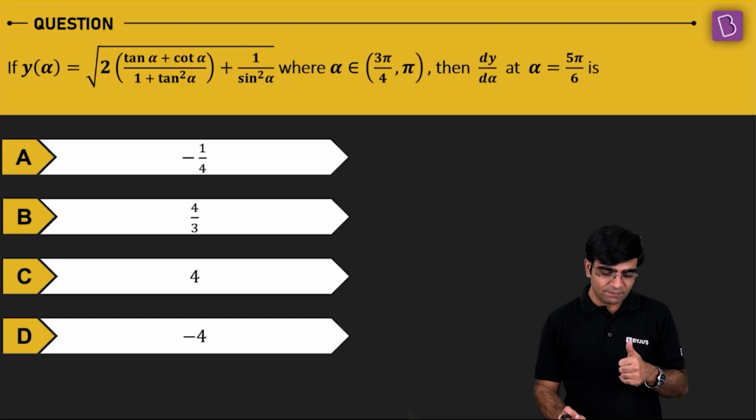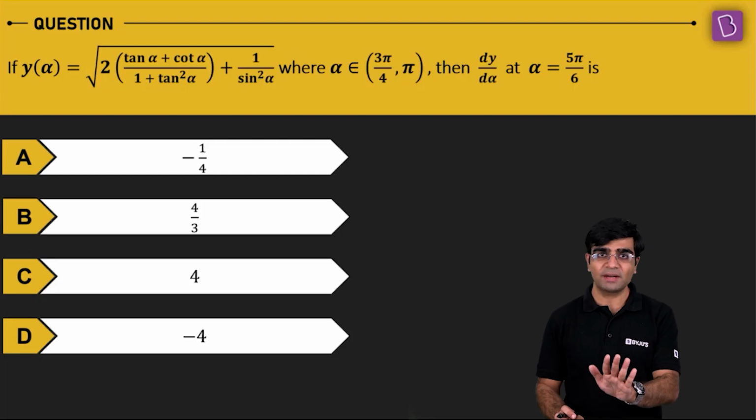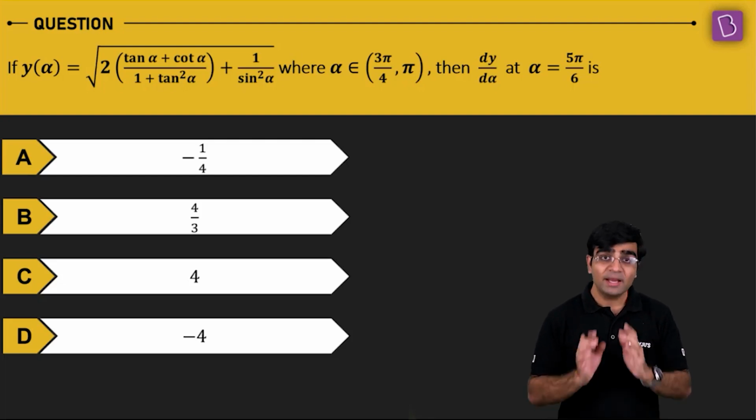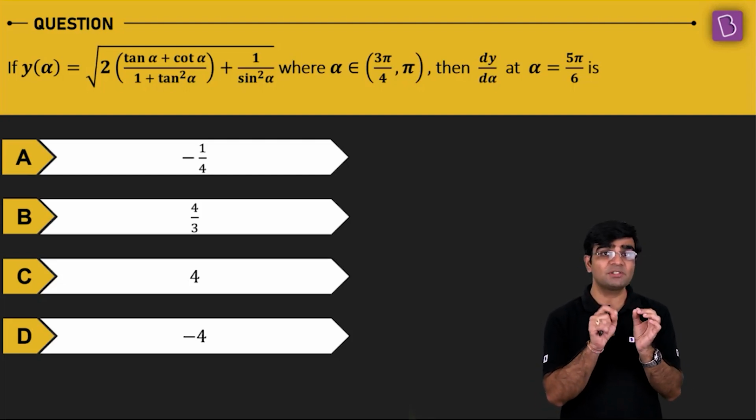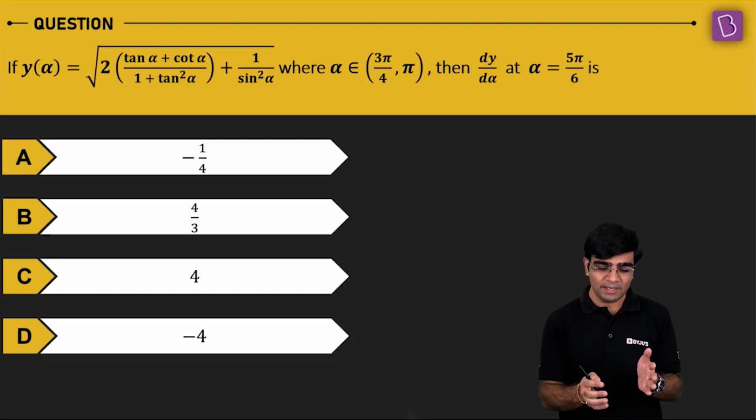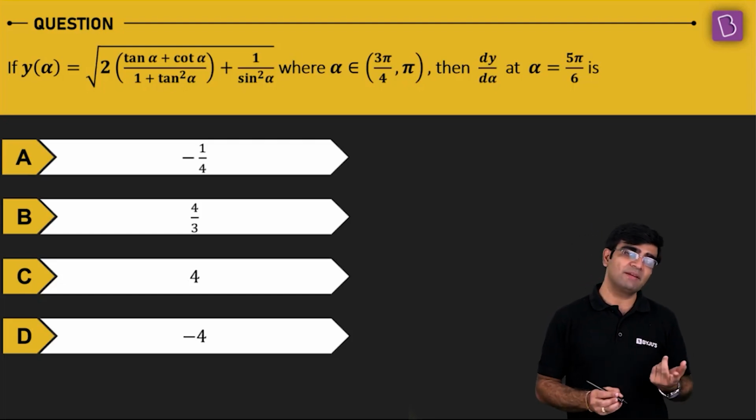Then dy by d alpha at alpha equal to 5 pi by 6 is. Okay, see, they define it from 135 degrees to 180 degrees, right? And then they're asking at alpha equal to 150 degrees, which is a fair thought, right? So we can definitely put it that way. And we have to ultimately define that expression for y alpha in the most simplified format. Then we'll be taking the derivative of that y alpha.